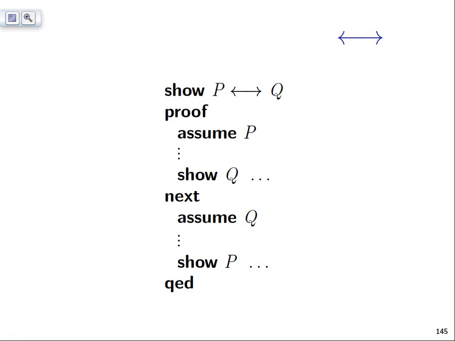This is what you do if you want to prove an if and only if, or one way of proving an if and only if. If you just say proof without anything, then the system will again look at what you're trying to prove and say, oh, it's an if and only if. So what we should be doing is we should prove both directions. In one direction you assume the left-hand side, and then you show the right-hand side. In the other direction, the converse, you assume the right-hand side and show the left-hand side.